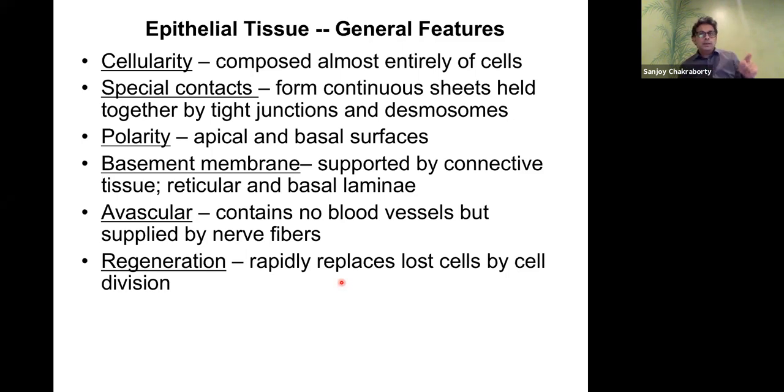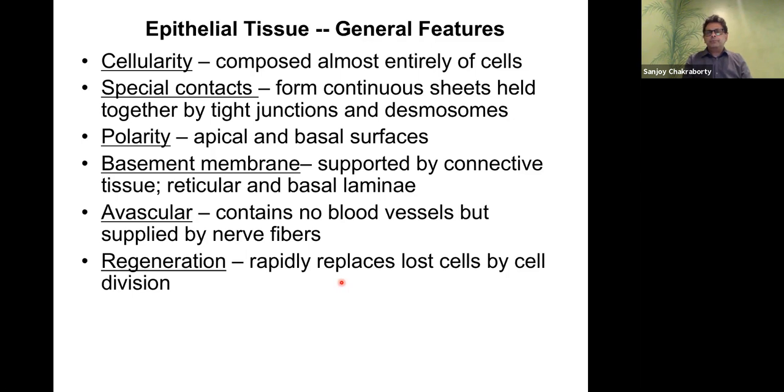So that plasma is referred to as non-cellular material because it is not cells. That non-cellular material is called matrix. We are going to study matrix in a little more detail when it comes to connective tissue. The reason I mention this now is that epithelial tissue, on the other hand, is composed almost entirely of cells, because they also have a little bit underneath called basement membrane.